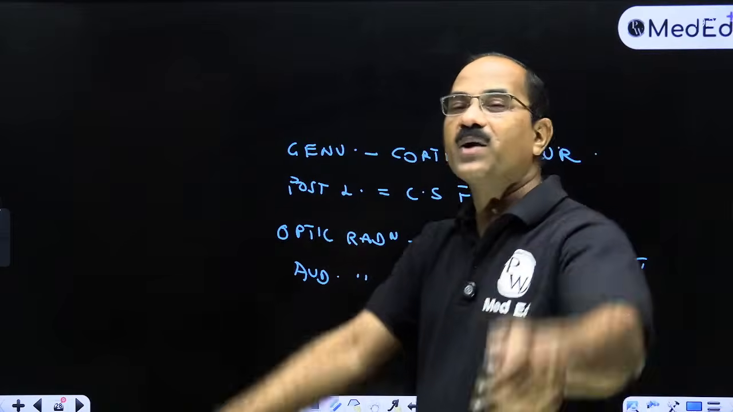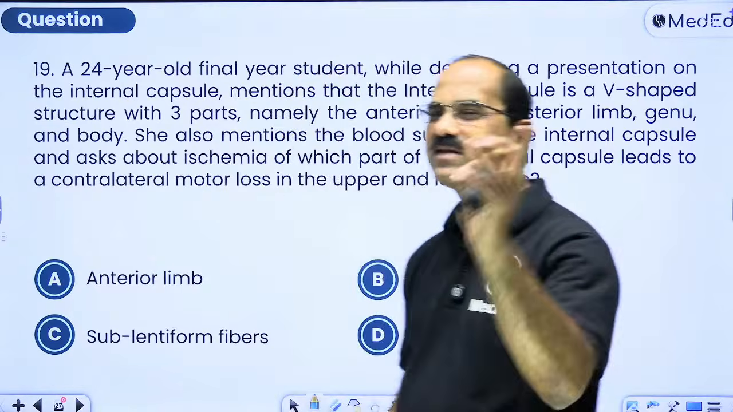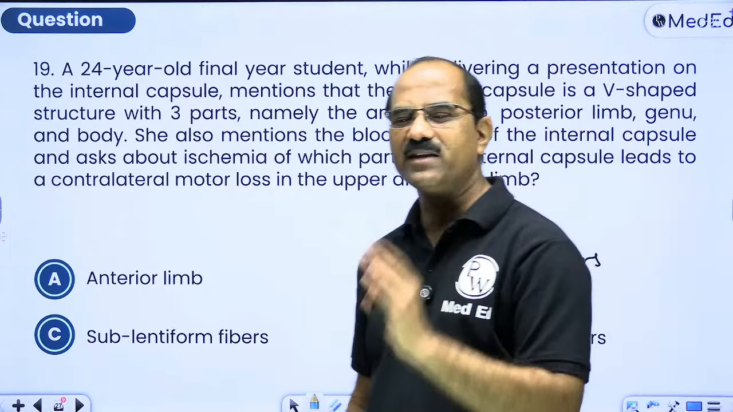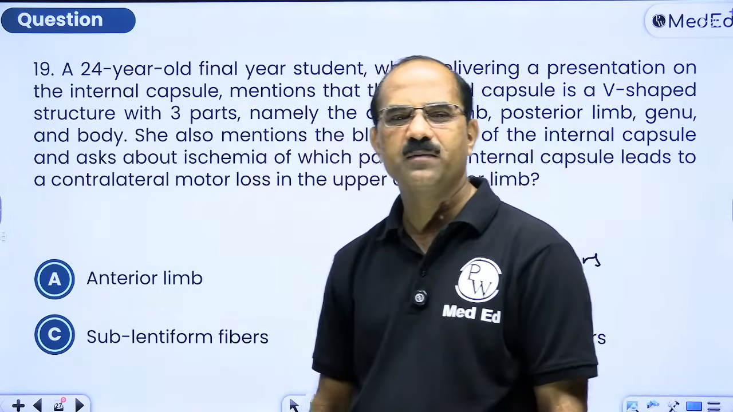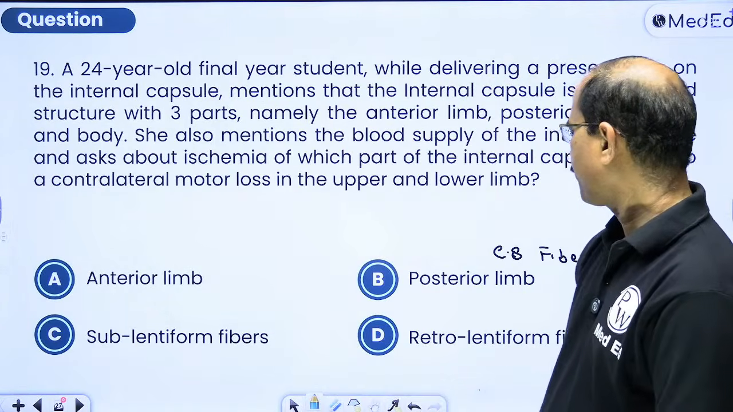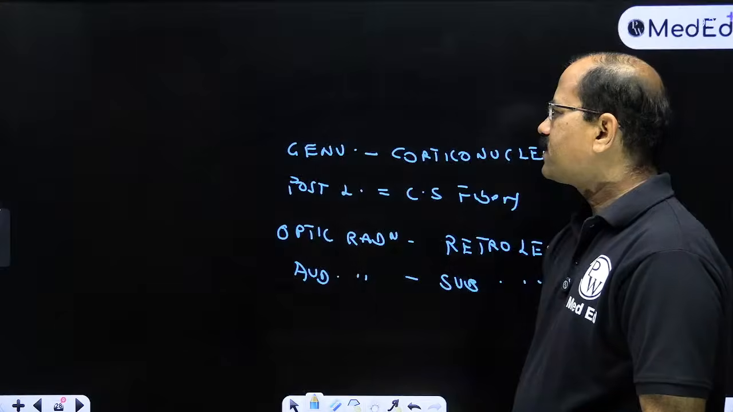Which is the main artery supplying the internal capsule? The middle cerebral artery. The main artery supplying the internal capsule is the middle cerebral artery. Fine. I hope this is clear to all of you.